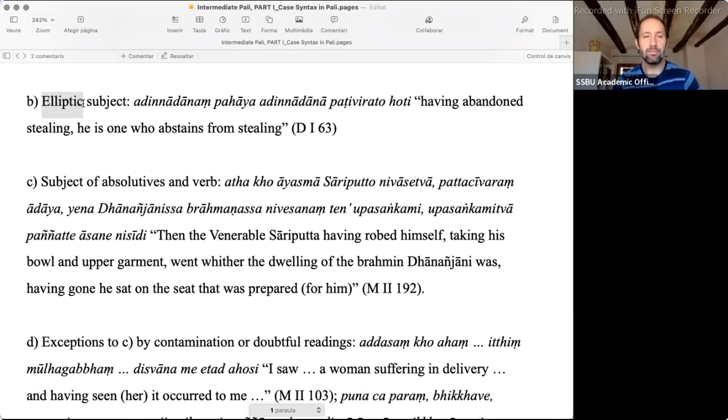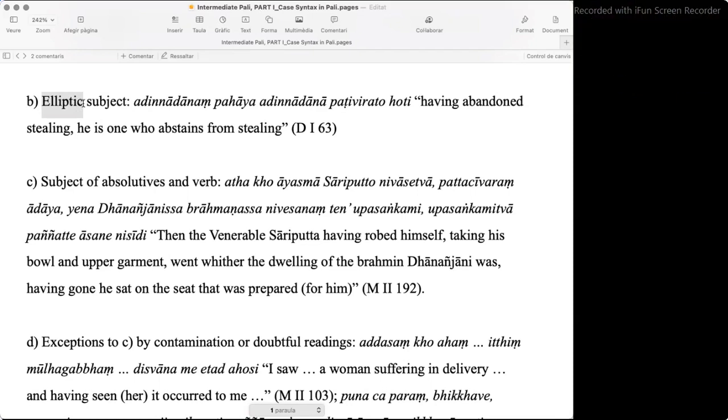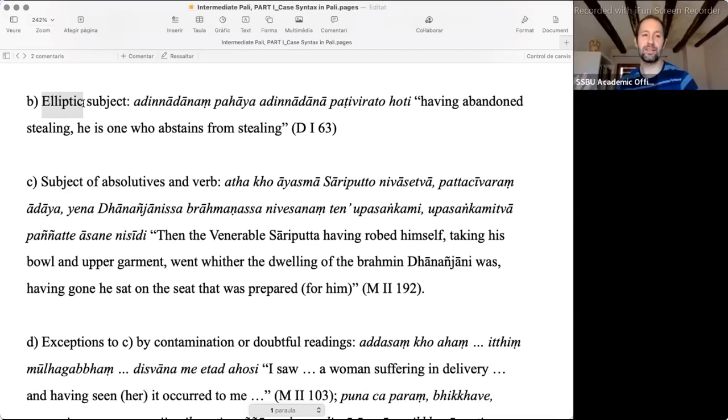Elliptic means that it's not there, it's hidden. In Pali you would call it lopa, adassana, non-visibility. Right? So it's not visible. You don't see it in the sentence, but you understand it. And the example is this one: adinnadanam pahaya, adinnadana pativirato hoti.